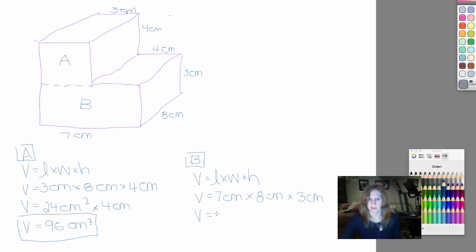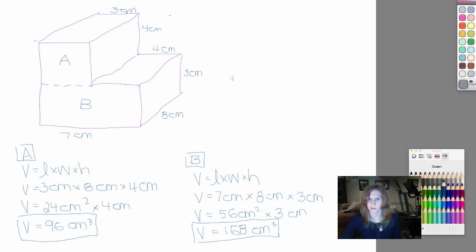I will multiply 7 times 8, and I get 56 square centimeters, and rewrite my height. 56 times 3 is 168, and now I have cubic centimeters, because I have 3 dimensions, 2 dimensions in the base and 1 dimension in the height. And 2 plus 1 is 3, so that's where I get that third dimension. Now I have figured the volume for both A and B. All I have to do now is add them together.